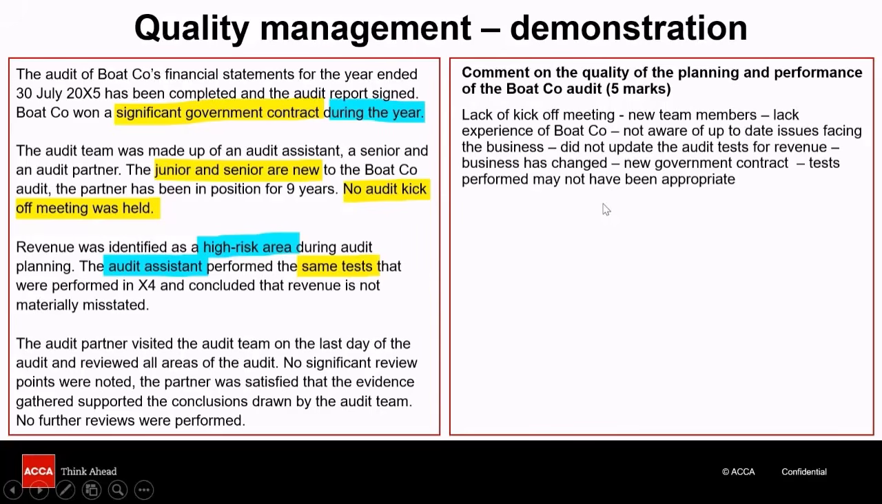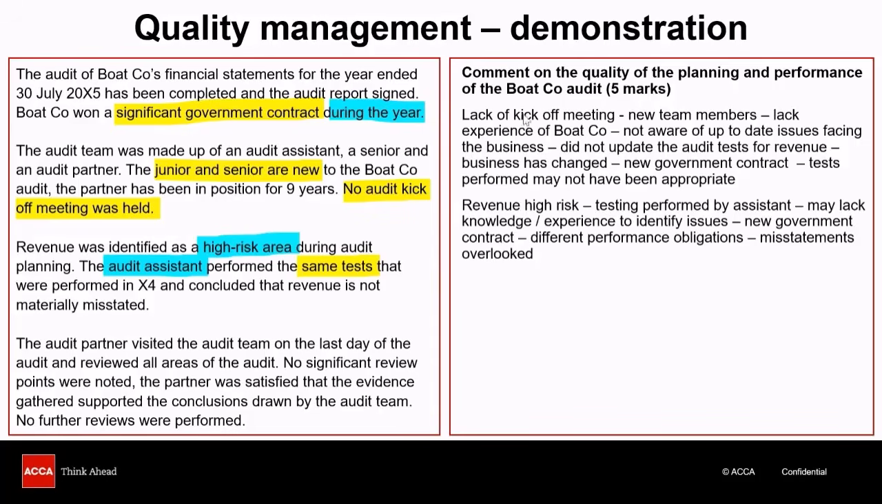And we know that there was this new government contract and the junior auditor might not have had the skills and experience to be able to identify misstatements with it. So here's that point planned out. Revenue was identified as a high-risk area, but the testing was performed by the most junior auditor, who might lack the knowledge and experience to identify issues, particularly with this new government contract that could have different performance obligations to our standard contracts, and therefore they may overlook misstatements. That is why it's a quality management issue.